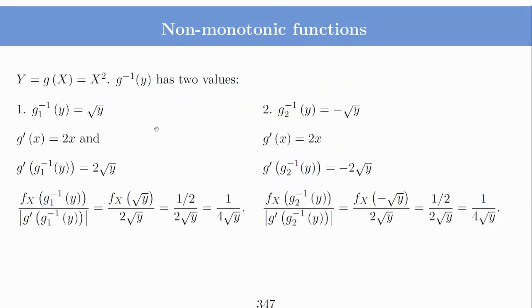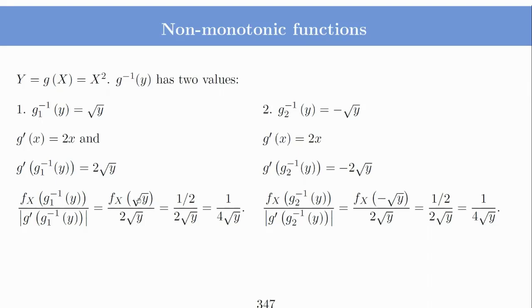So let us take one example for this. Suppose I take x square, then it has two roots, root y and minus root y. For the first root, the derivative is 2x. So the derivative evaluated at this root is 2 root y. So when I compute this, it will be the PDF evaluated at root y divided by the derivative evaluated at root y, which is 2 root y.